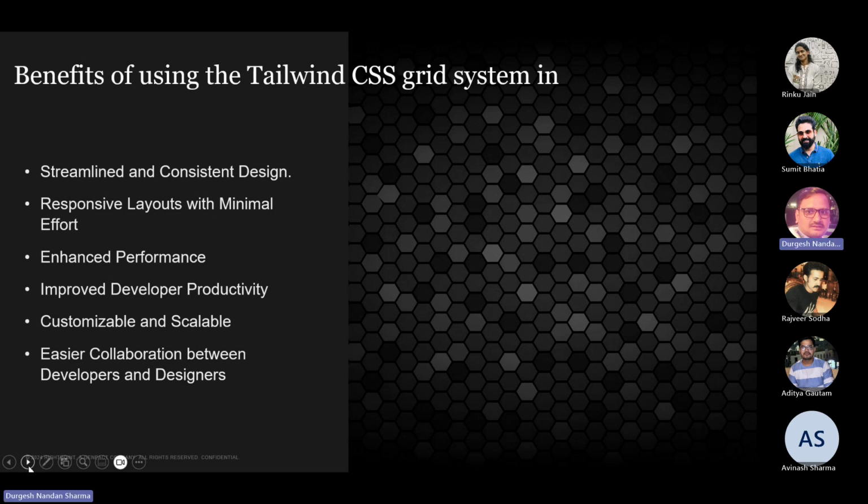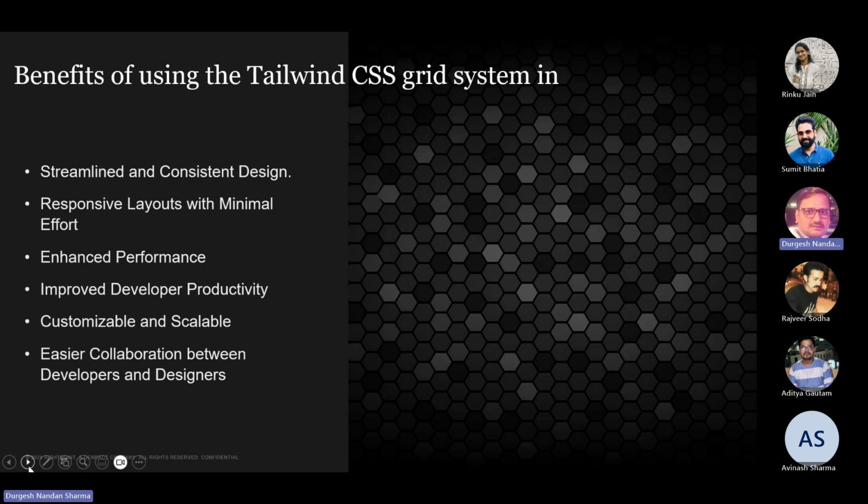The third one is enhanced performance. Tailwind grid CSS is designed for performance. Whenever we publish the CSS, it only includes the styles that we are using, keeping the CSS file lightweight. Then, customizable: the Tailwind configuration file allows you to tailor the grid system to a project's specific needs. You can adjust default settings like the number of columns, gap, breakpoints, etc.